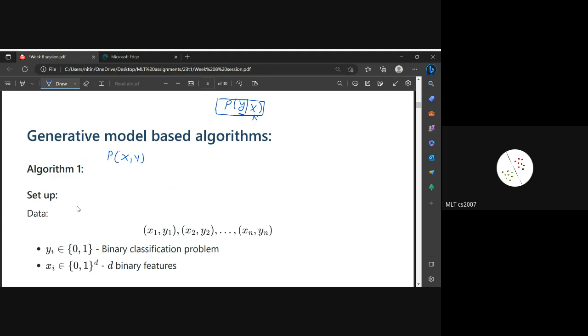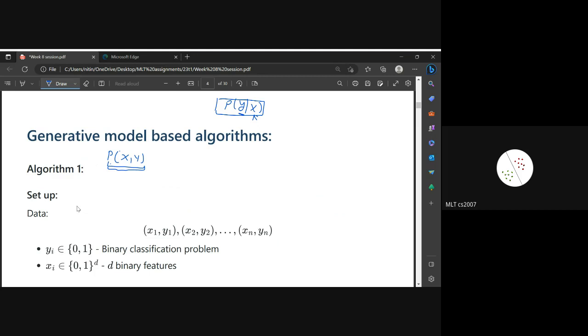So naive Bayes is a generative model. It means that we will try to find the distribution which generates the data points or the data set, right? Our goal is to find this distribution p of x and y, where y is the label and x is the data point. So the setup is similar.